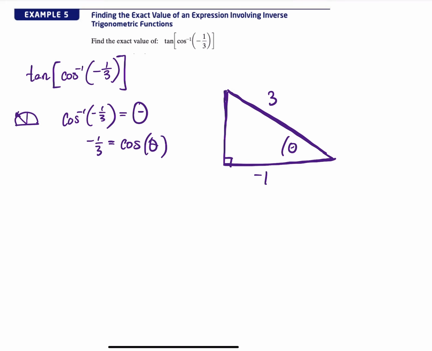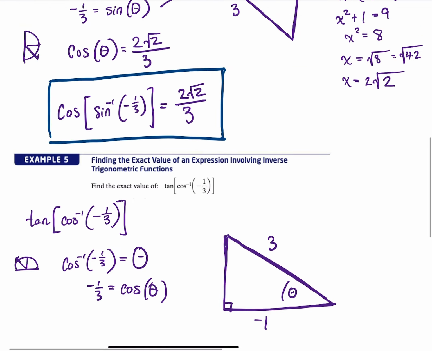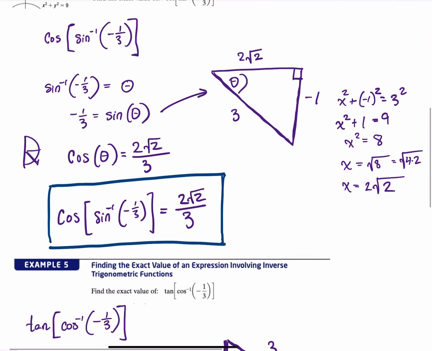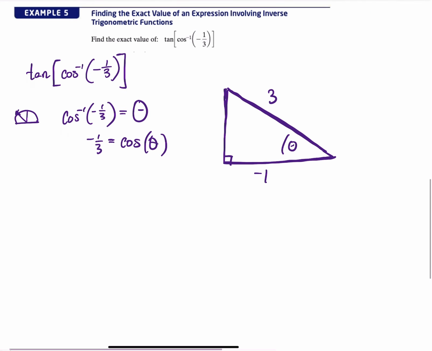We actually get a similar triangle from our last one. We have a side length of negative 1 and a hypotenuse of 3. So from that, just to steal our work from that last question, this side length should be 2√2. We could get it again via the Pythagorean theorem if we needed to.